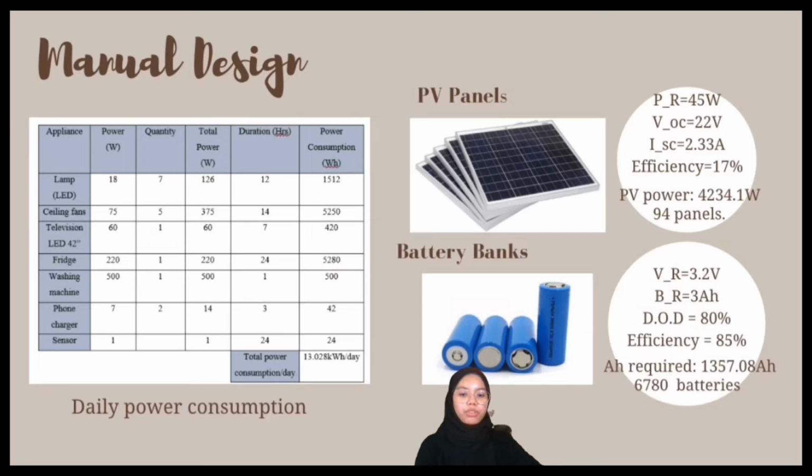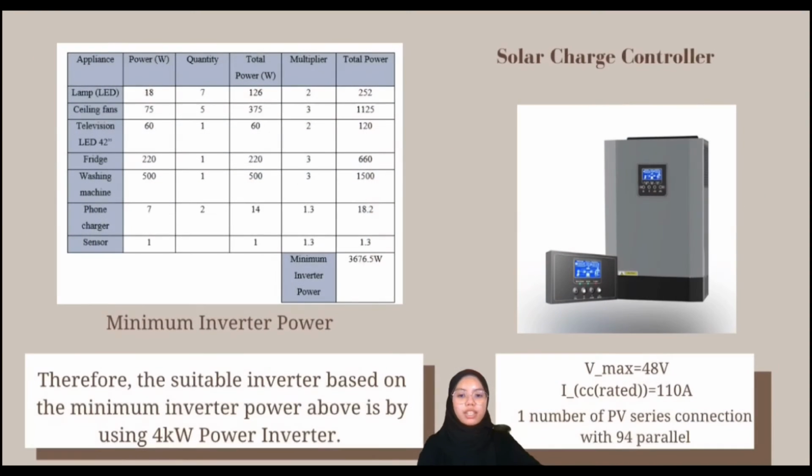We sum up both values, and the amount of batteries needed is 6,780 active batteries. So the fourth step is we need to know the sizing of the inverter. To get the perfect inverter power, we need to know the minimum inverter power from these appliances. After the calculation, the minimum inverter power is 3,676.5 watt. From here, we know that the suitable power rating is 4 kilowatt for the PV solar inverter.